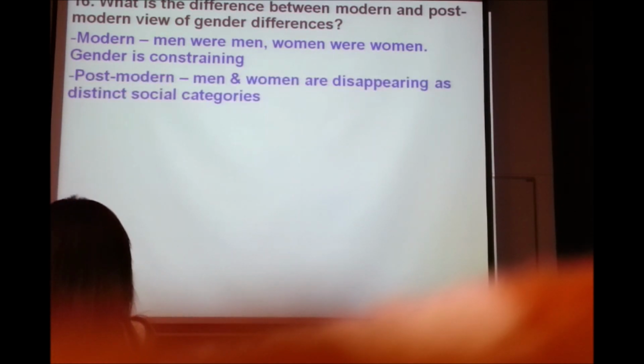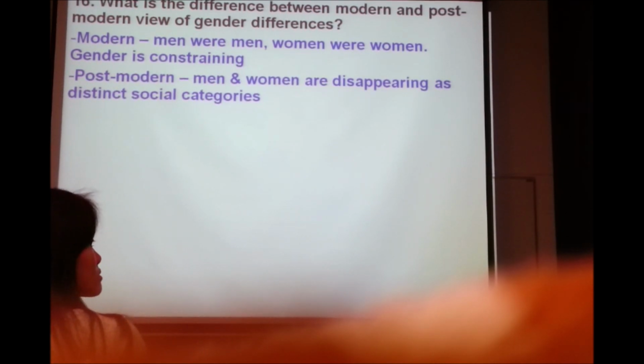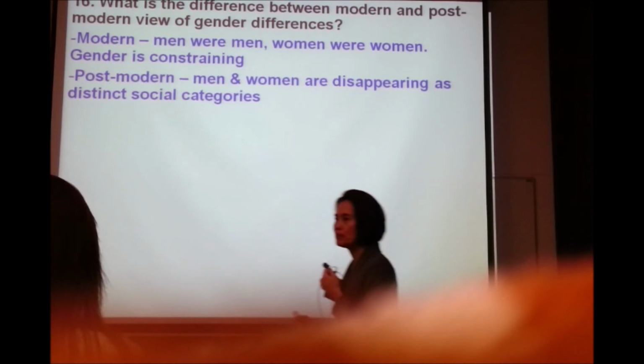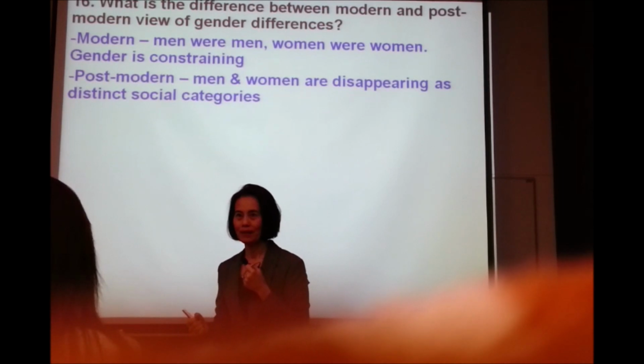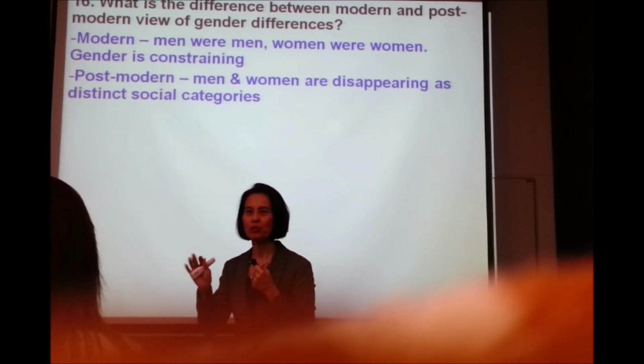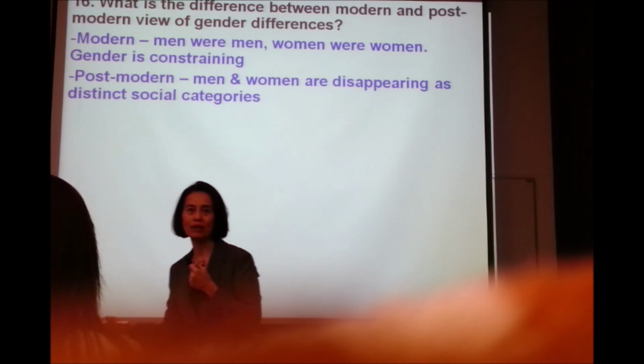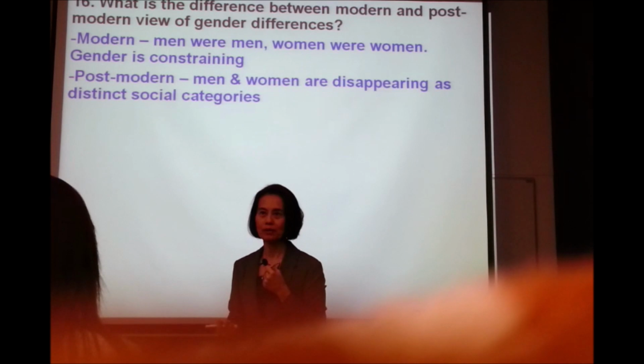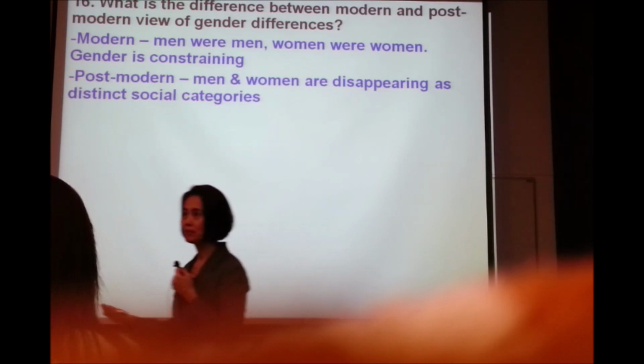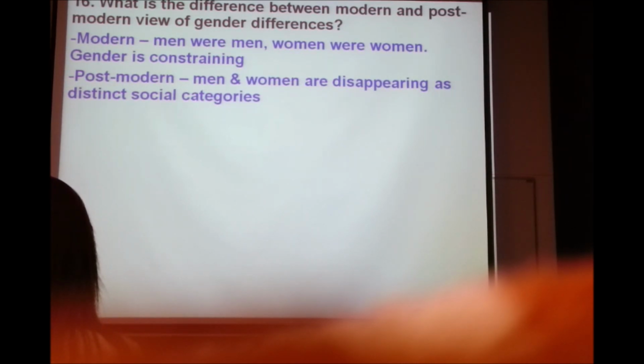The postmodern view said not only that we can choose what we want to be, in fact, the very liberal idea about gender is that there shouldn't be men and women. Men and women are old fashioned. We don't need the category called men and women anymore. It's an outdated category. We have individuals. We don't have a category of men, of women.